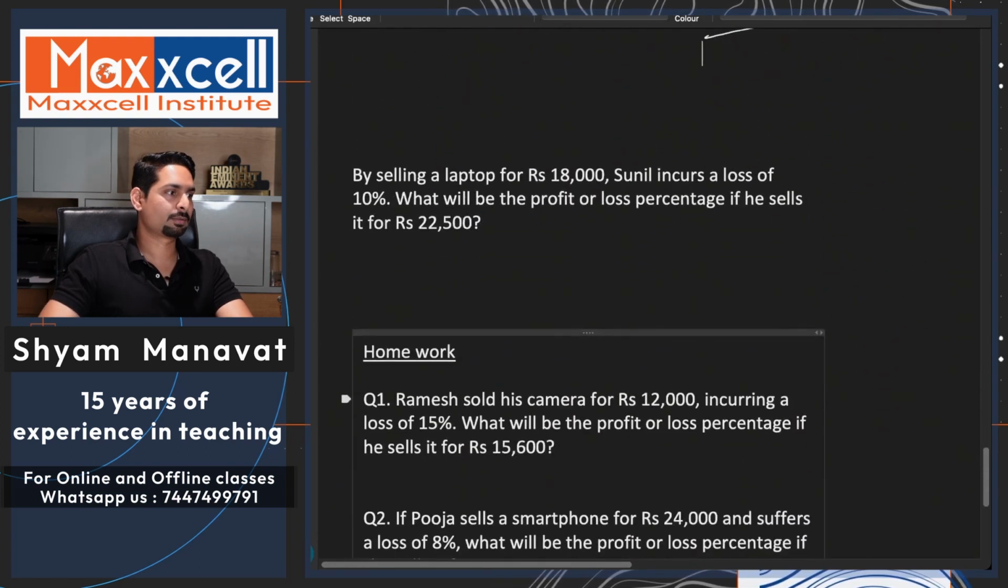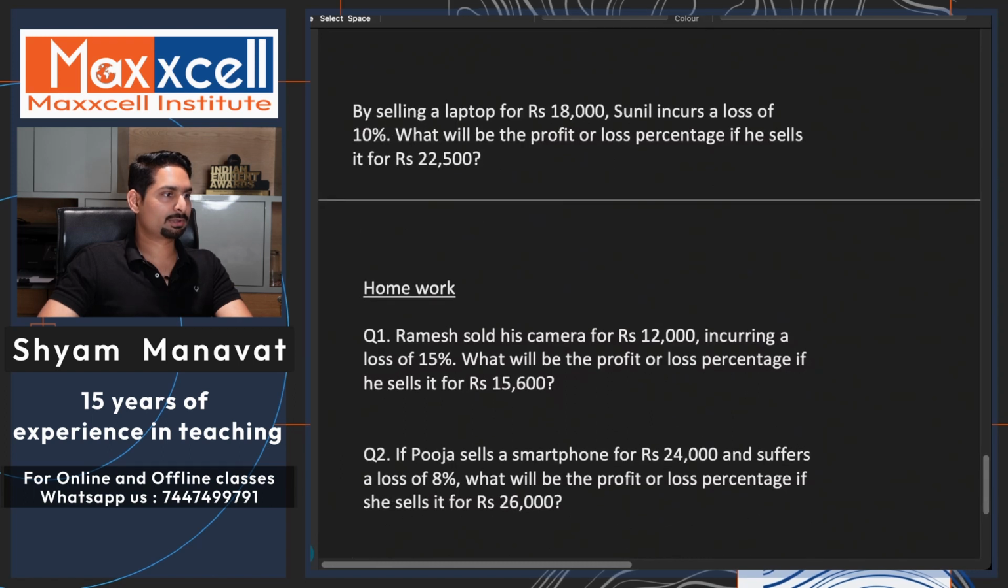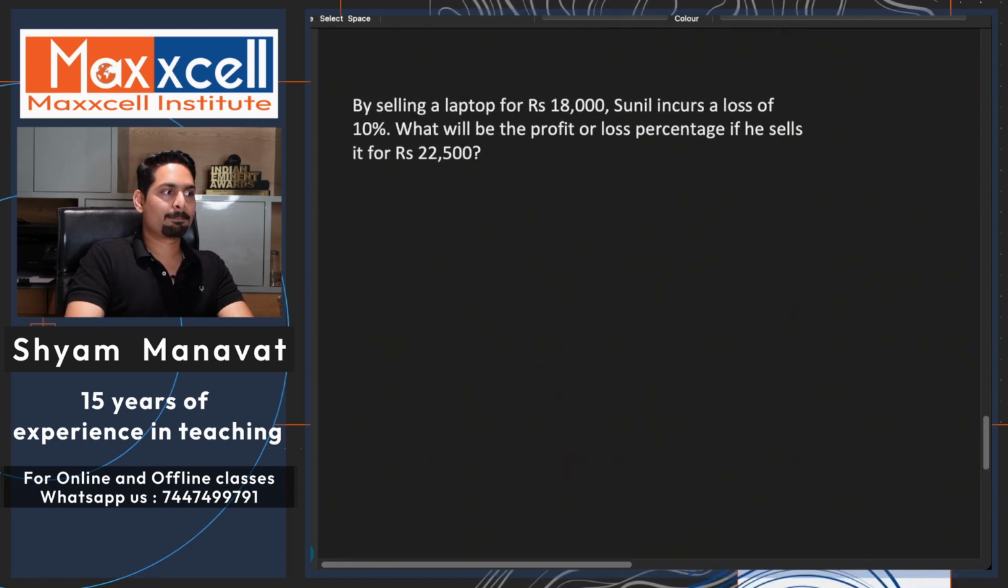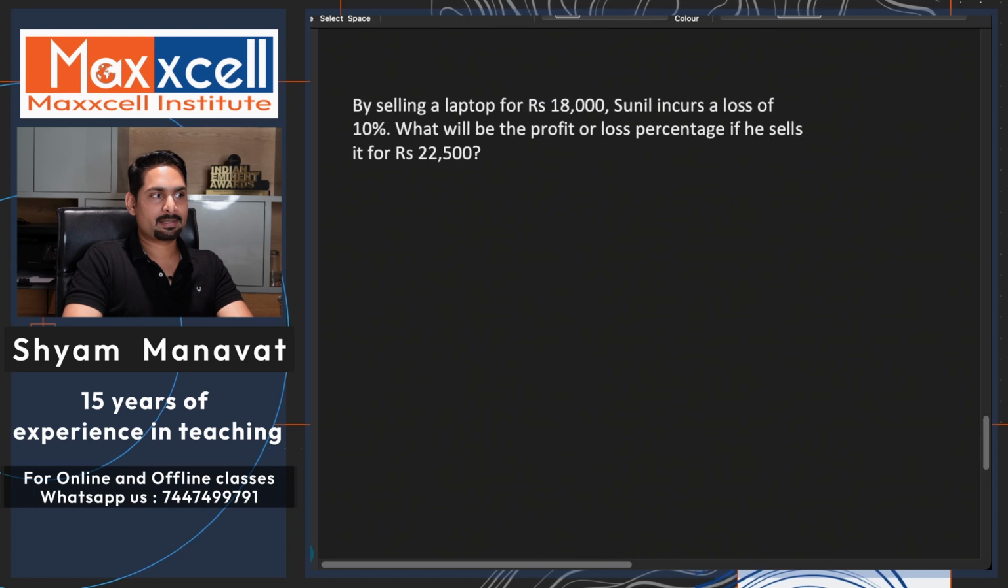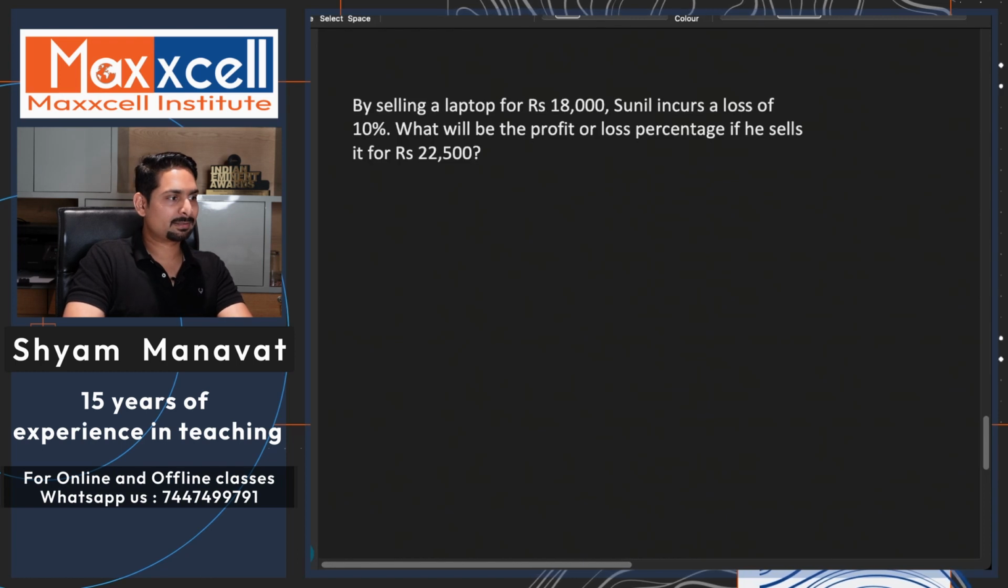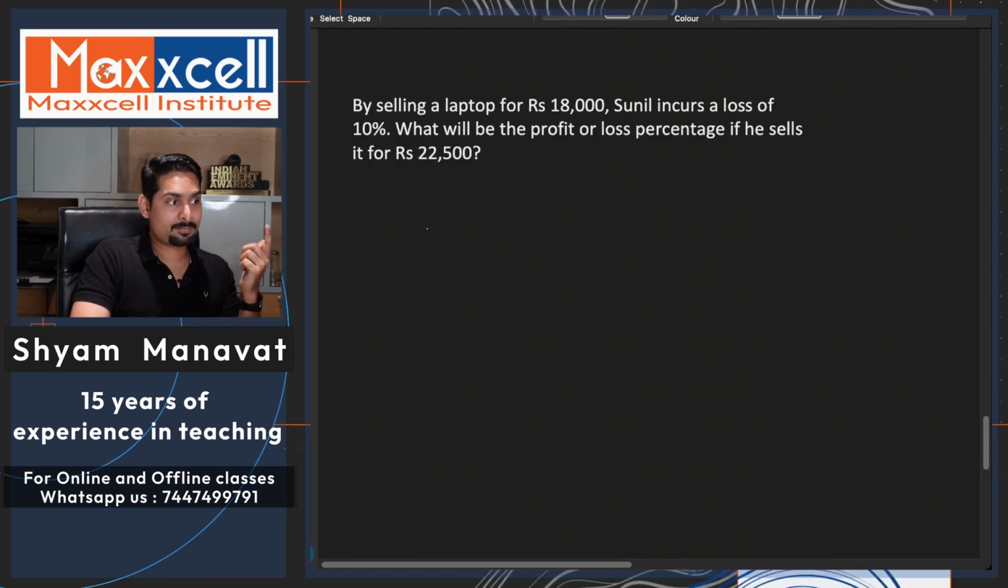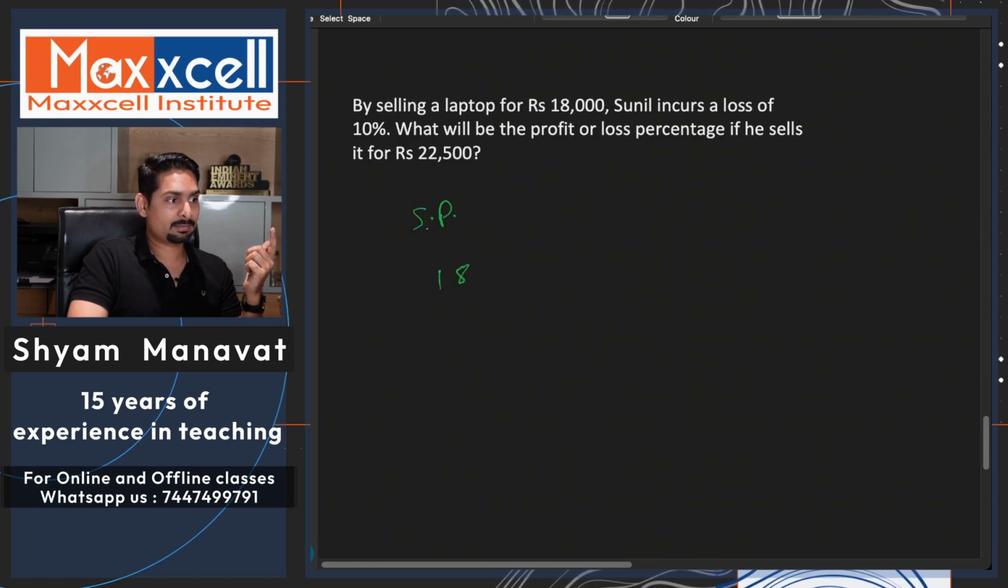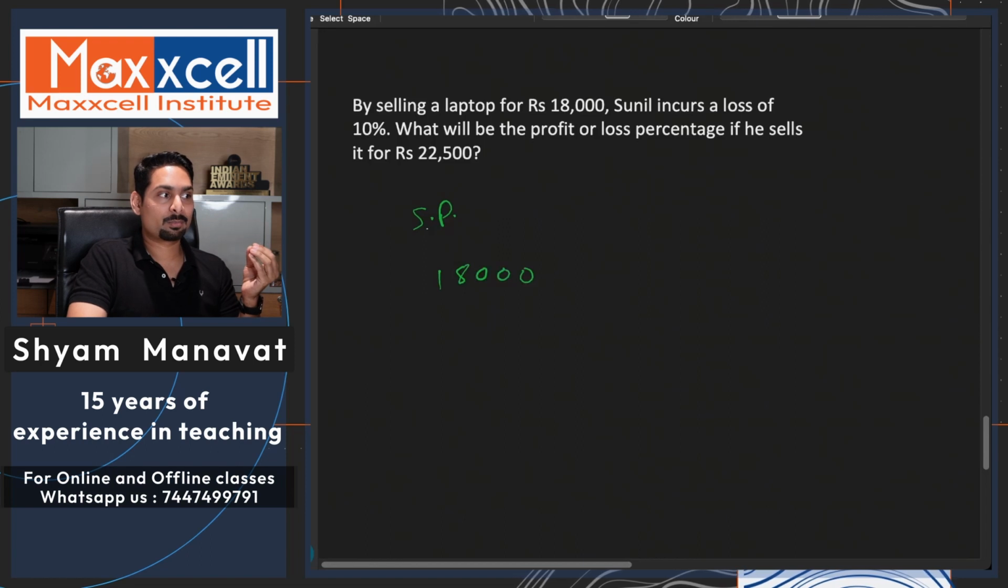Good. We have one more question. Let's see how it goes. By selling a laptop for 18,000, Sunil incurs a loss of 10%. So, shall I go with the alternate method of question number 1? Yeah. The selling price 18,000 is with 10% loss.